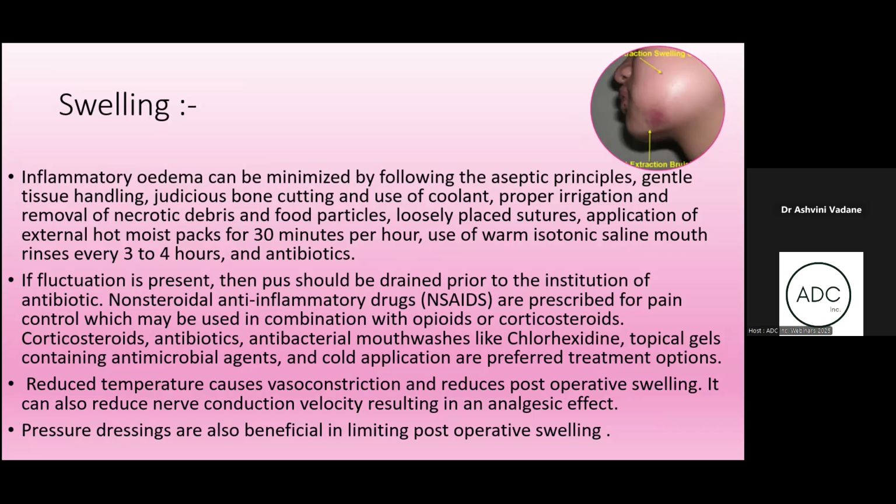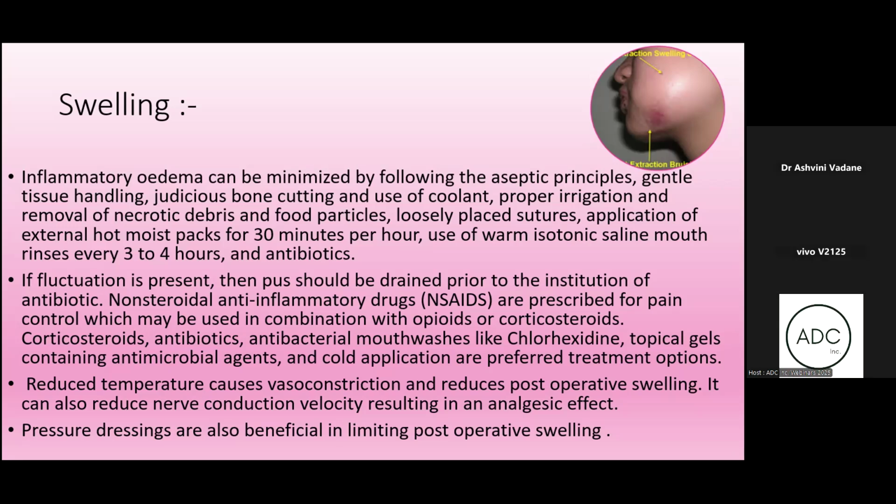This is not immediately after the extraction. Please take note of it. Immediately after the extraction, we tell the patient to apply the cold pack. Otherwise, if we apply the hot pack, it will lead to complications. Then if fluctuation is there, pus should be drained prior to the institution of the antibiotics. Meaning if the patient comes with swelling with pus, first of all we have to drain that pus and then we will start the medications.